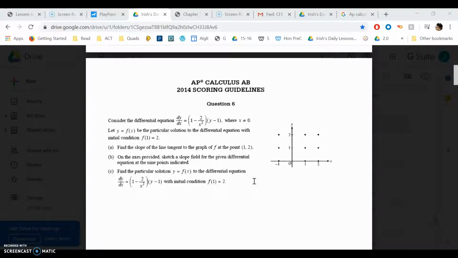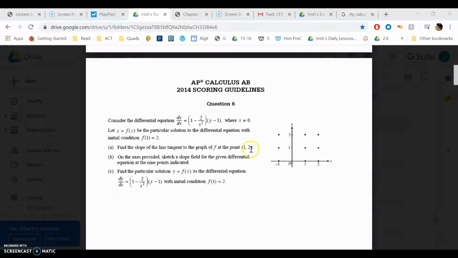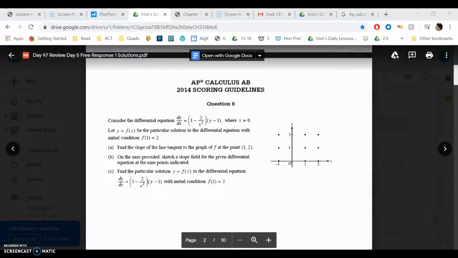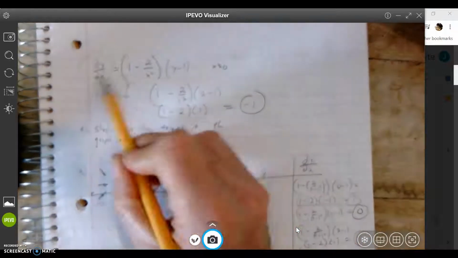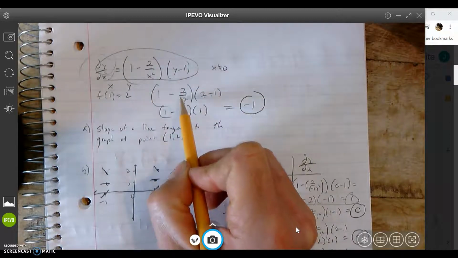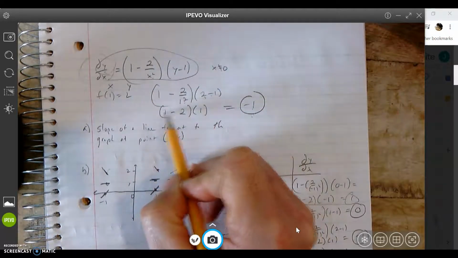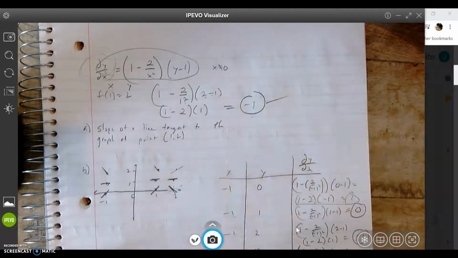All right, so first things first, part A. Find the slope of a line tangent to the graph of f at point (1, 2). So slope is dy/dx, so that means I'm just plugging in 1 for x and 2 for y. Let's see what we got. Here we go. I plugged in, here's the derivative right here. So I plug in 1 for x and 2 for y, and I got 1 minus 2 times 1, which is negative 1. Boop, got it. All right, cool.